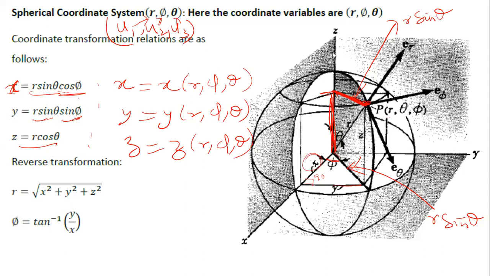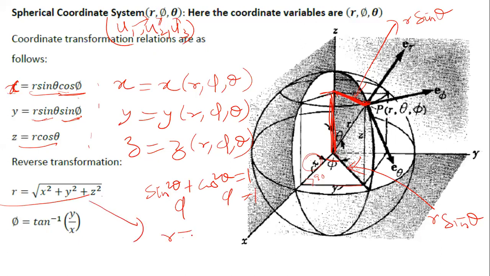And I think it should not be a problem for any one of you to obtain these reverse transformation relations. You will just take the square of x, square of y, square of z, and then add all these things. And you know the trigonometric property sine square theta plus cos square theta equals 1, or sine square phi plus cos square phi, it is still equal to 1. So if you follow that, you will simply get this reverse transformation relation.